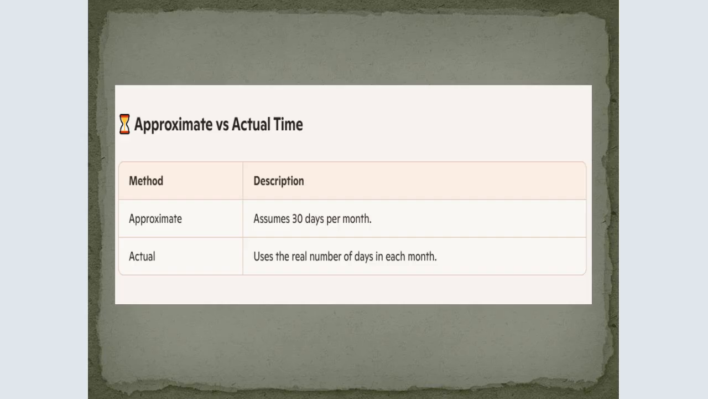So what is the difference between the approximate and the actual time? Approximate assumes 30 days per month. Actual uses the real number of days in each month. So for the approximate, for example, the month of February, even if it only has 28 days, using approximate time, we will count that as 30 days. So again, each month for the approximate has 30 days.